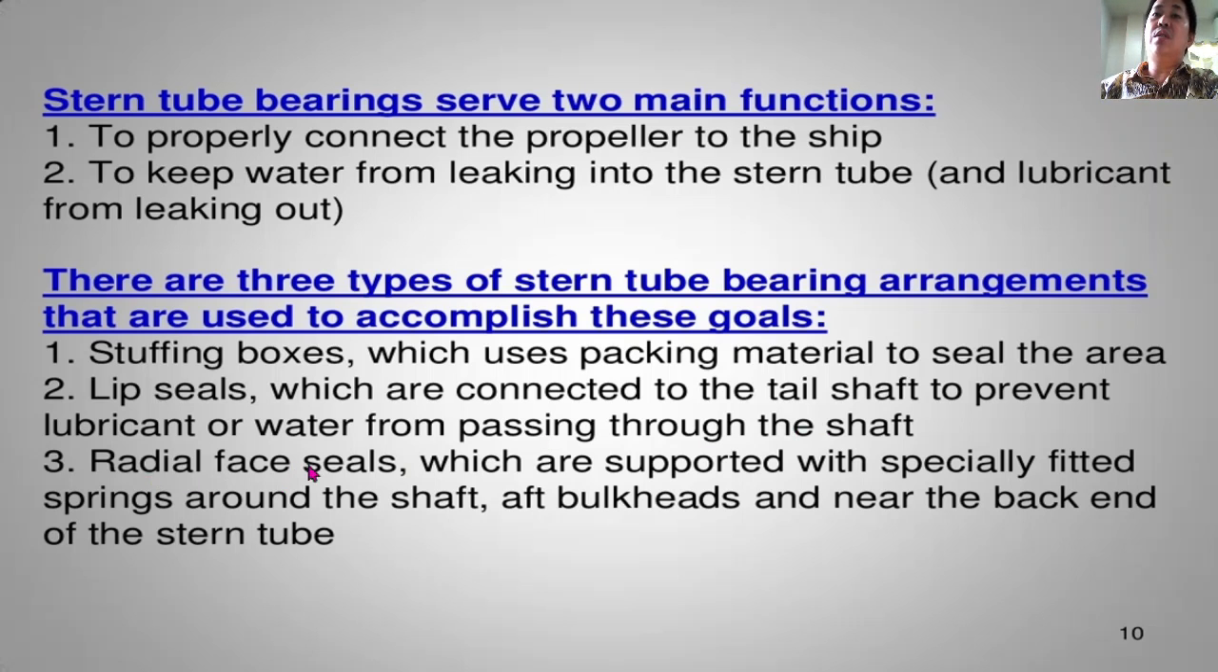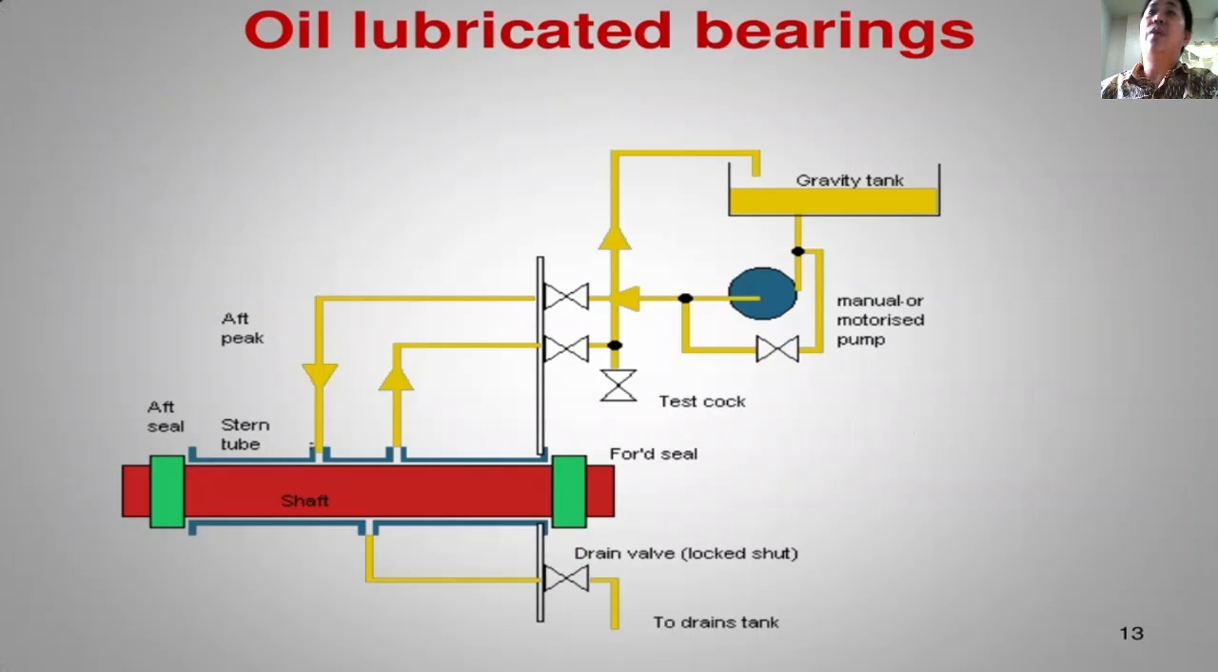Radial face seals are supported with specially fitted springs around the shaft. Aft bulkheads are near the back end of the stern tube. So let us proceed. Here we have oil lubricated. As I discussed a while ago, it is water lubricated, but we also have the oil lubricated bearings.